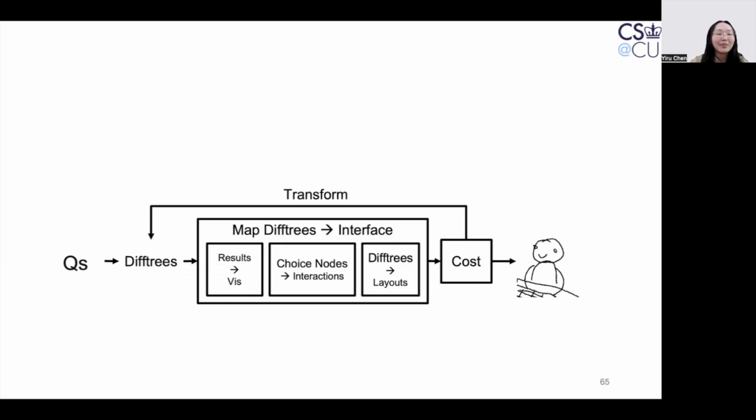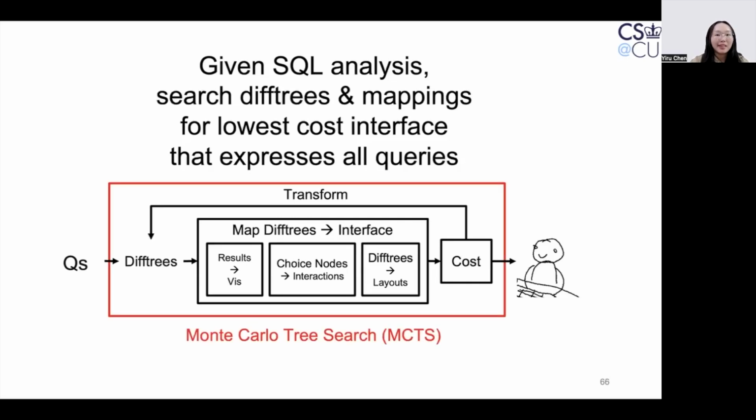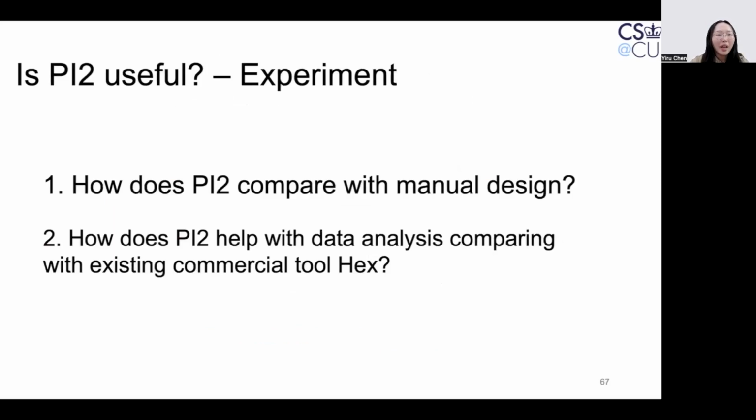So here comes the problem statement. Given a SQL analysis, search for the diff tree and the mapping for the lowest cost interface that can express all the queries. Since the search space could be very huge, we use a randomized search, MCTS, to find the lowest cost interface. So, is PI2 helpful?